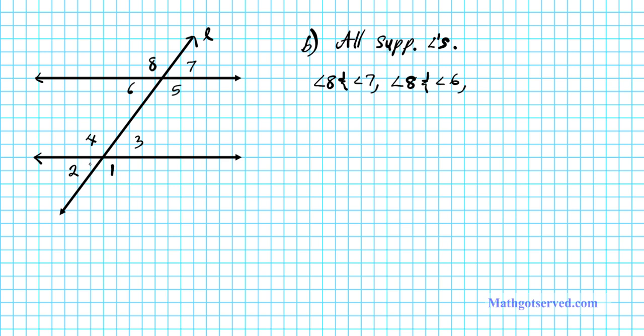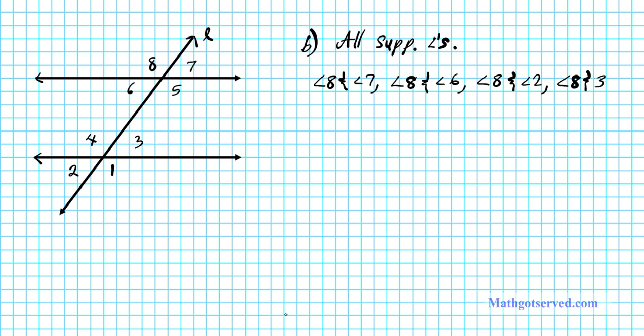So angle 8 and angle 2, because angle 8 is a corresponding angle to angle 4, and angle 4 is a linear pair with angle 2, hence angle 2 is going to be supplementary to angle 8, so they add up to 180. Angle 8 is also supplementary with angle 3. Angle 8 is congruent to angle 4, and angle 4 and 3 are a linear pair, hence angle 8 and angle 3 will add up to 180 degrees. So angle 8 and angle 3.